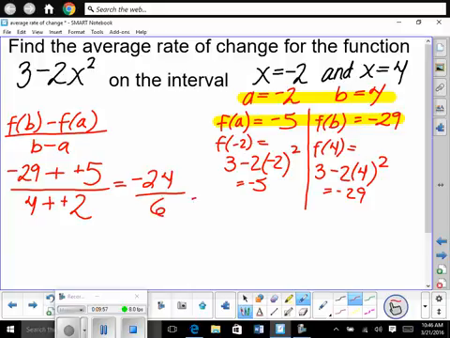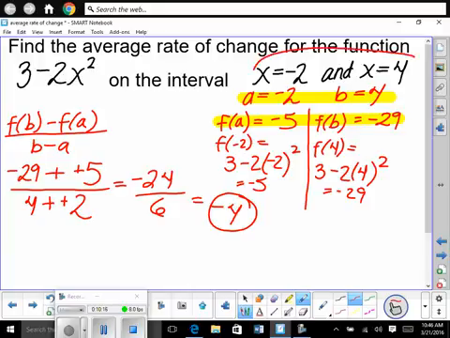So our average rate of change is... Isn't it minus negative 5? Yeah, so we went minus negative 5, so that's why we changed the sign, good question. So then we added 5. So our average rate of change was negative 4. Does that make sense? On the interval from negative 2 to 4.